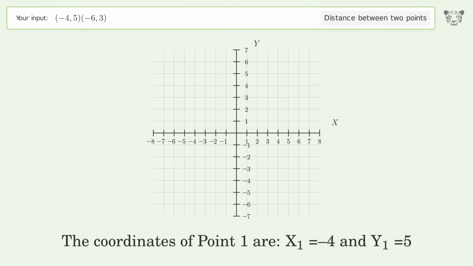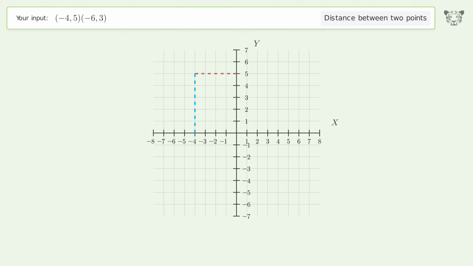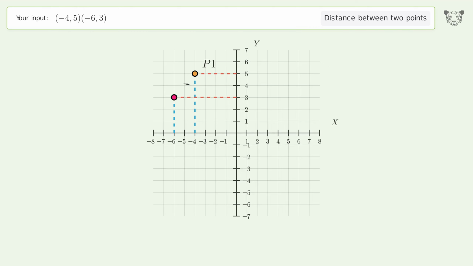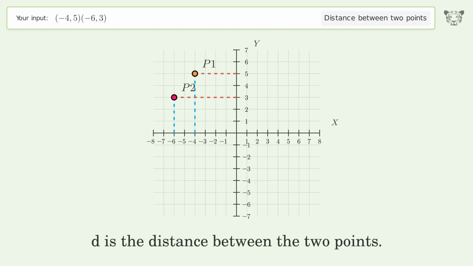The coordinates of point 1 are, x1 equals -4 and y1 equals 5. The coordinates of point 2 are, x2 equals -6 and y2 equals 3. D is the distance between the 2 points.